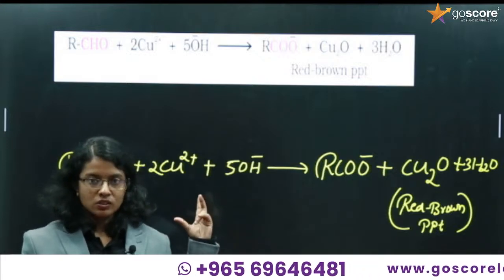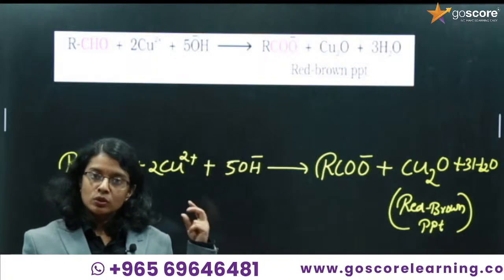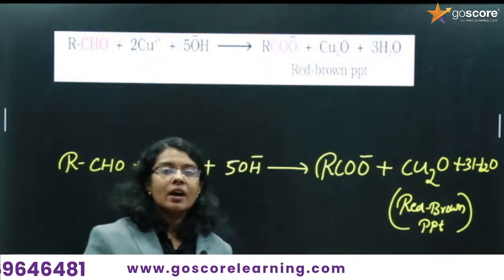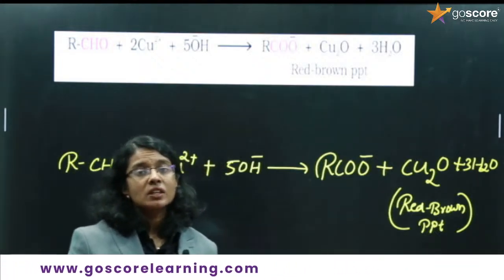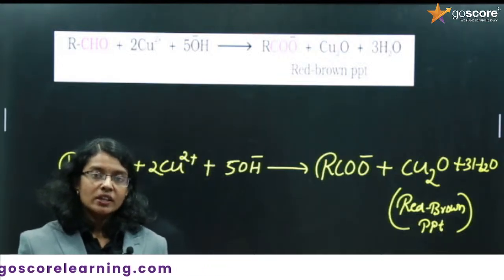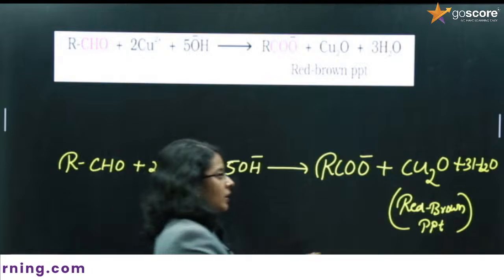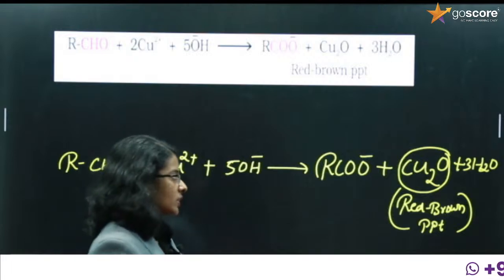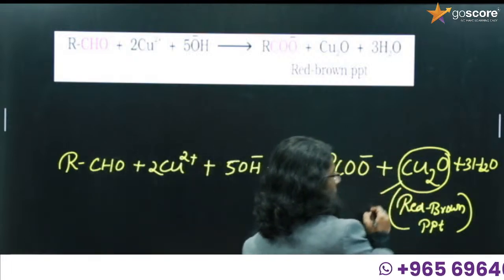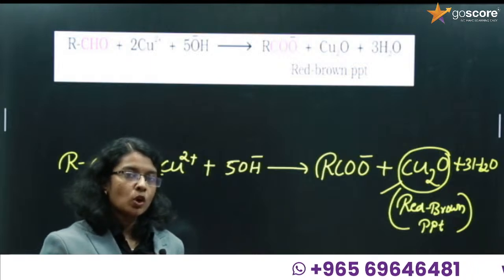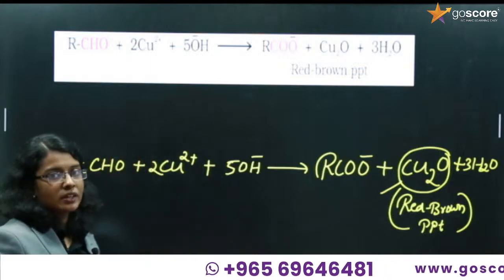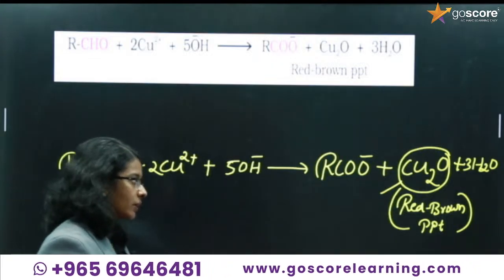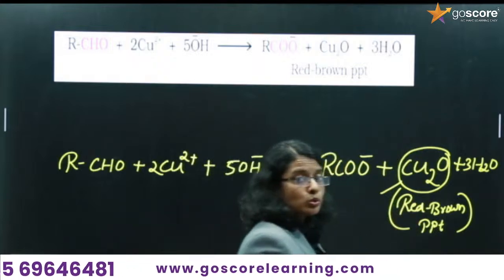Second one is Fehling's solution. Fehling's solution contains two parts, Fehling's solution A and Fehling's solution B. Fehling's solution A is aqueous copper sulfate and Fehling's solution B is sodium potassium tartrate. Here we will obtain a red brown precipitate of Cu2O. This is asked in JEE and NEET exams: on reacting an aldehyde with Fehling's solution, what is the red brown precipitate obtained? That is Cu2O.